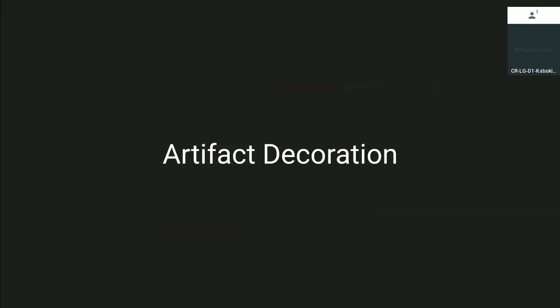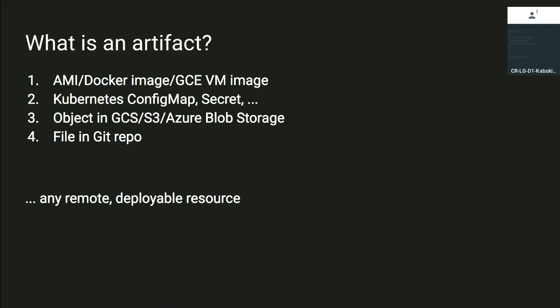Which brings us to our next point, and that's the artifact decoration. And we'll go into how it solves the various problems there in a minute. But first, I'd like to give you a little bit of background. Ideally, we want to generalize the idea of what you can deploy inside of Spinnaker. An artifact can be a lot of things. It can be an image from the various cloud providers. It could be a resource in a cloud provider, like a config map or a secret for Kubernetes. It could be an object in some version of Blob Store, or something in Git. There's really anything that you could imagine having to deploy that lives in some remote environment.